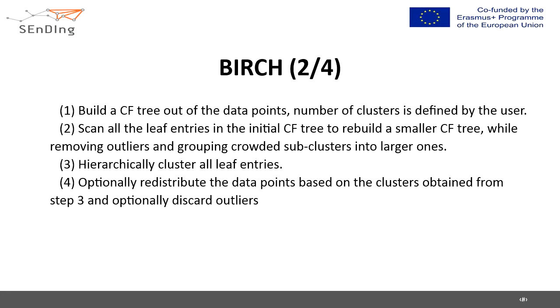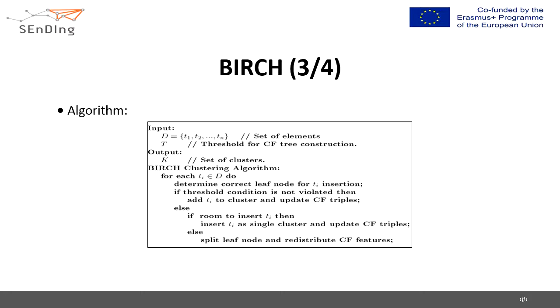Step 1. Build a CF tree out of the data points. The number of clusters is defined by the user. Step 2. Scan all the leaf entries in the initial CF tree to rebuild a smaller CF tree, while removing outliers and grouping crowded subclusters into larger ones. Step 3. Hierarchically cluster all leaf entries. Step 4. Optionally redistribute the data points based on the clusters obtained from Step 3 and optionally discard outliers. The algorithm.